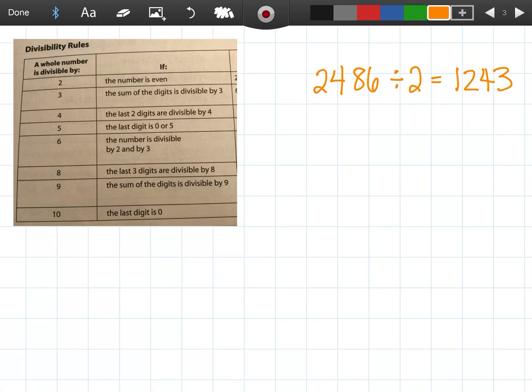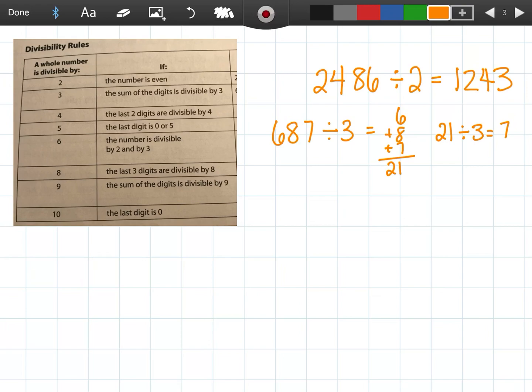A whole number is divisible by 3 if the sum of the digits is divisible by 3. So if we look at 687, is that divisible by 3? What they mean is you do 6 plus 8 plus 7, which gives you 21. Well, 21 is divisible by 3, because if you know your factors, that is 7. So you can actually do 687 divided by 3.